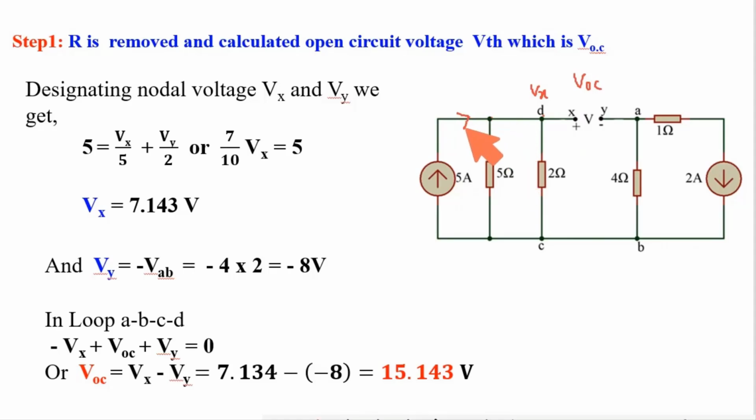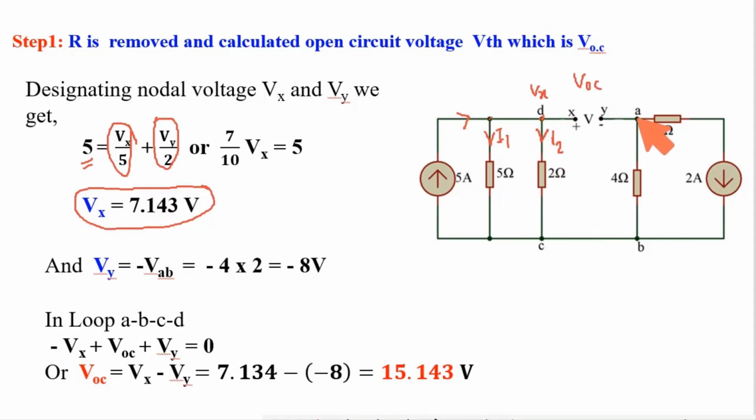So the main current, this one, has been divided into two parts. One part is this one, another part is this one. So this 5 ampere current will be the summation of this current and this current. What is this current? This point potential is Vx. So Vx divided by 5 is this path current I1, and Vx divided by 2 is this path current I2. So see, this is I1, this is I2, and the summation of these two is 5. From this I got Vx is equal to 7.143 volt. This is the potential at this point.